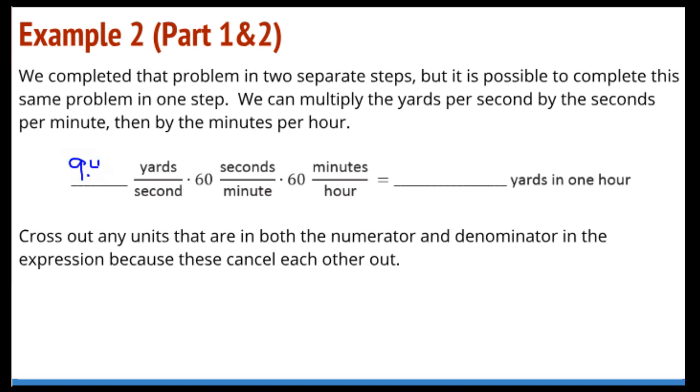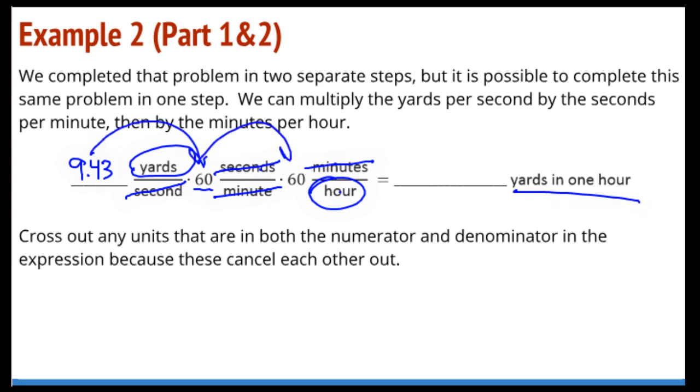We know that we've got 9 and 43/100 yards per second, and we know that there are 60 seconds per minute and 60 minutes per hour. And just like I was showing, these things are going to divide each other away, and we are left with yards per hour. And then I have to do the 9 and 43/100 times 60 times 60. And of course, I extended by actually turning it into miles per hour. And this says here, cross out any units that are in both the numerator and denominator. So find the things that will cancel each other, that will divide each other out to make 1.